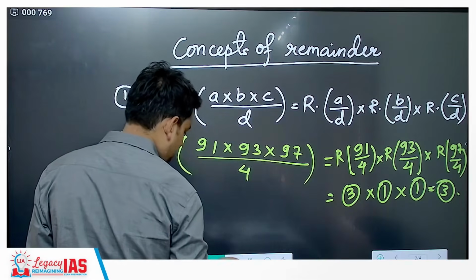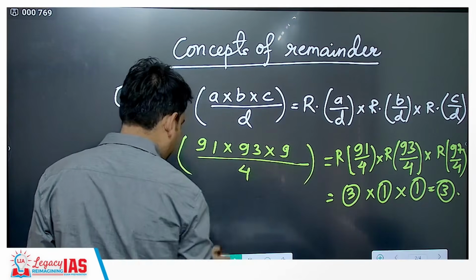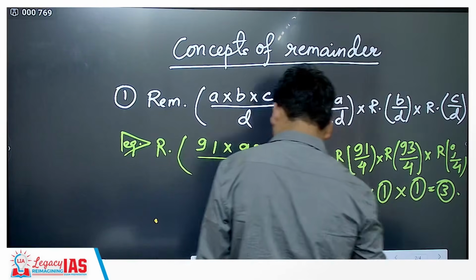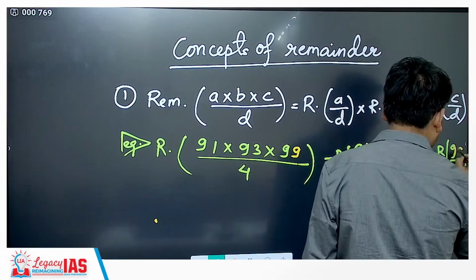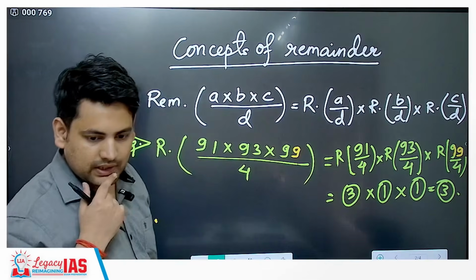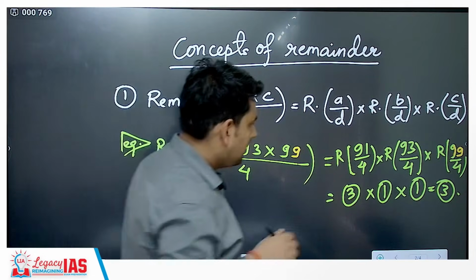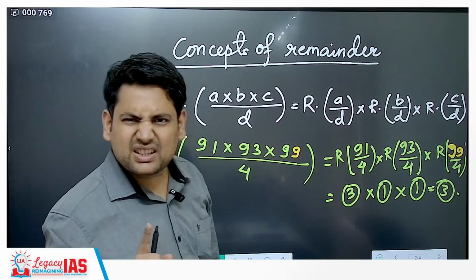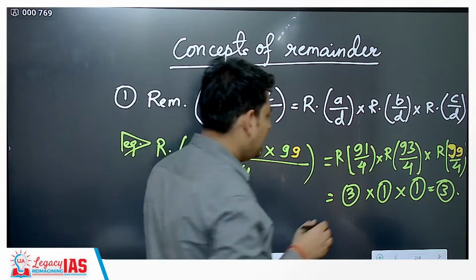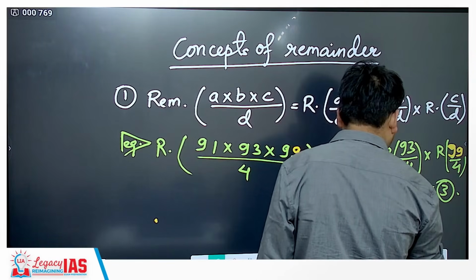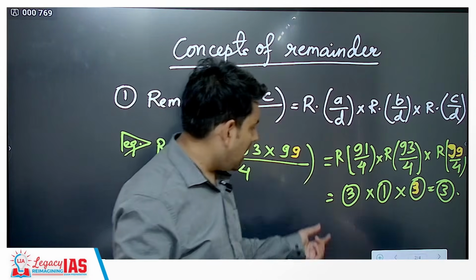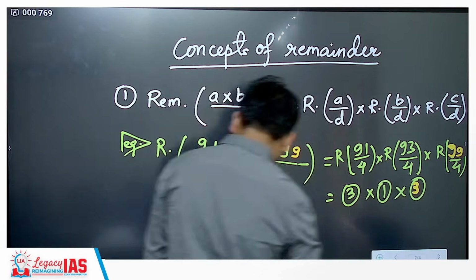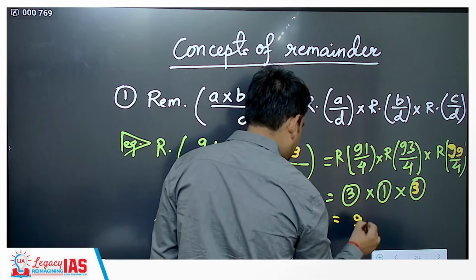Okay, what if here, instead of this 97, I had 99? Now what will happen? If I had 99, then the remainder when 99 is divided by 4, nearest multiple is 96, so the remainder will be 3. Correct? So now it's 3 into 1 into 3. What will it get us to? 3 into 1 into 3 will get us to 9.